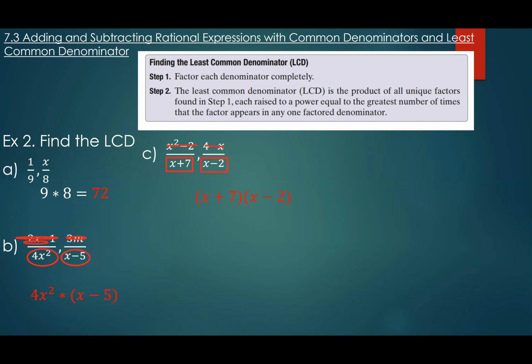So again, the easiest way to find the LCD is to take the two denominators and multiply them or put them together. So, a question here in terms of how to find the LCD. This is your LCD, x plus 7, x minus 2. The other one, the LCD is 4x squared, x minus 5. And again, the LCD is 9 and 8, but because they are constants, 9 times 8 is 72.